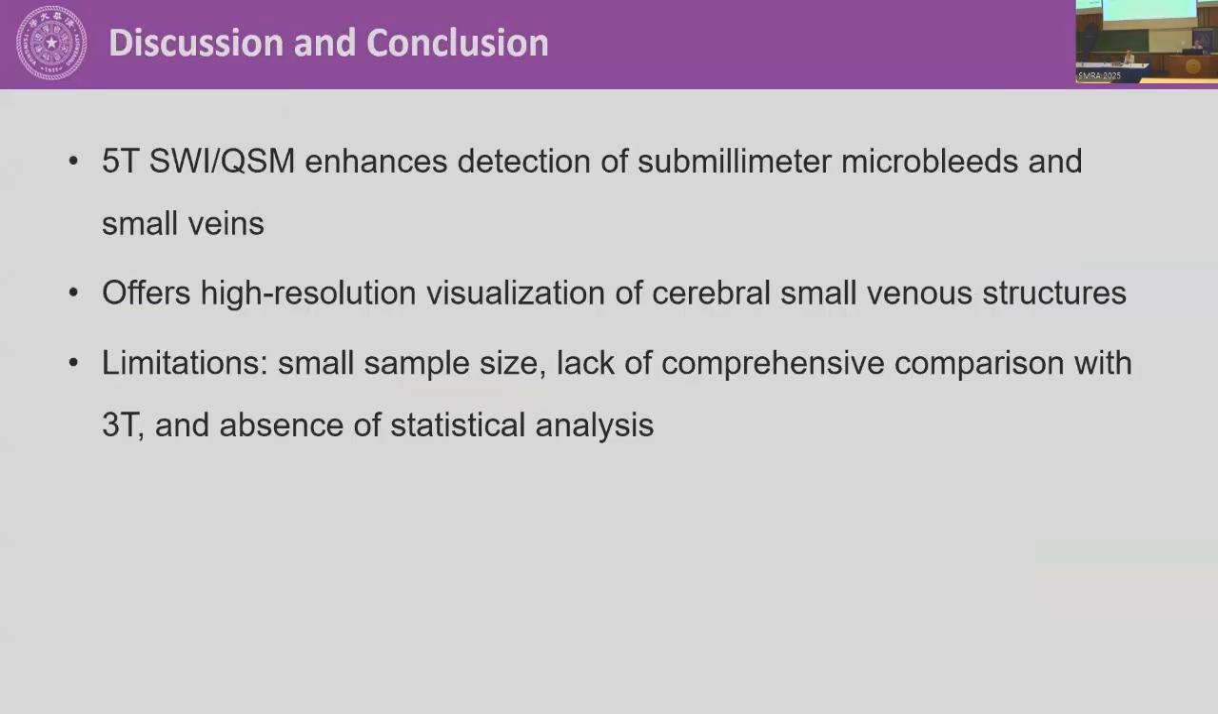So to summarize, 5T SWI QSM can enhance detection of sub-millimeter microbleeds and small veins. It offers high resolution visualization of small venous structures. For the limitations, we have acquired a very small sample size. Also, it lacks comprehensive comparison with 3T. In future, we will improve this by adding statistical analysis. With that, thank you very much for your attention.